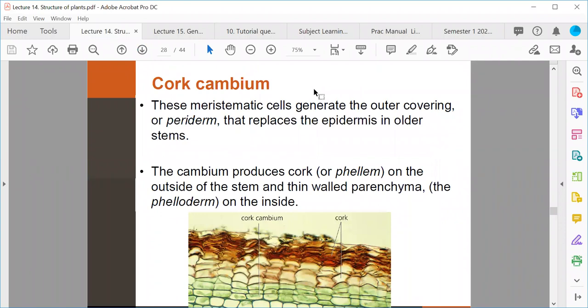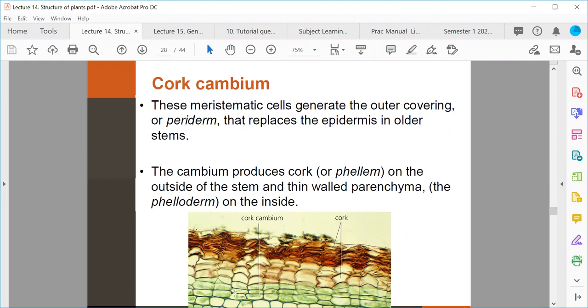Now let's look at the other meristem, and this is called the cork cambium. So these are meristematic cells that generate the outer covering of the stem, otherwise called the periderm, and the periderm will replace the outer epidermis cells in older stems. So let's look at the cambium. So here's the cork cambium.